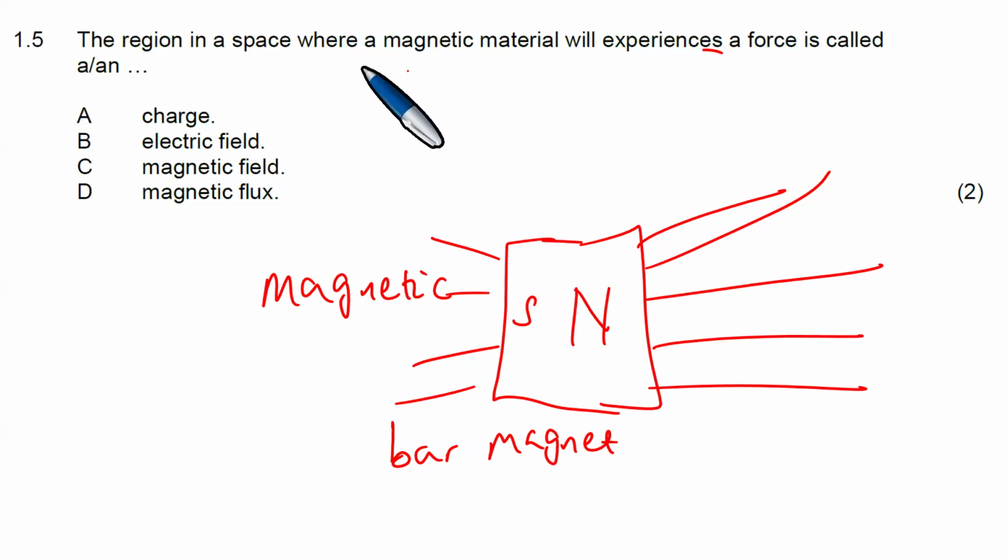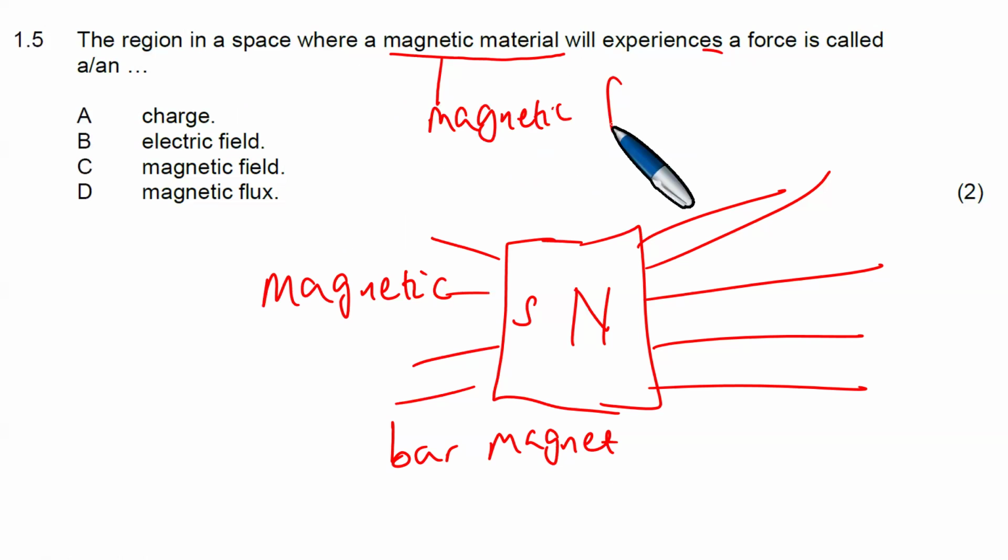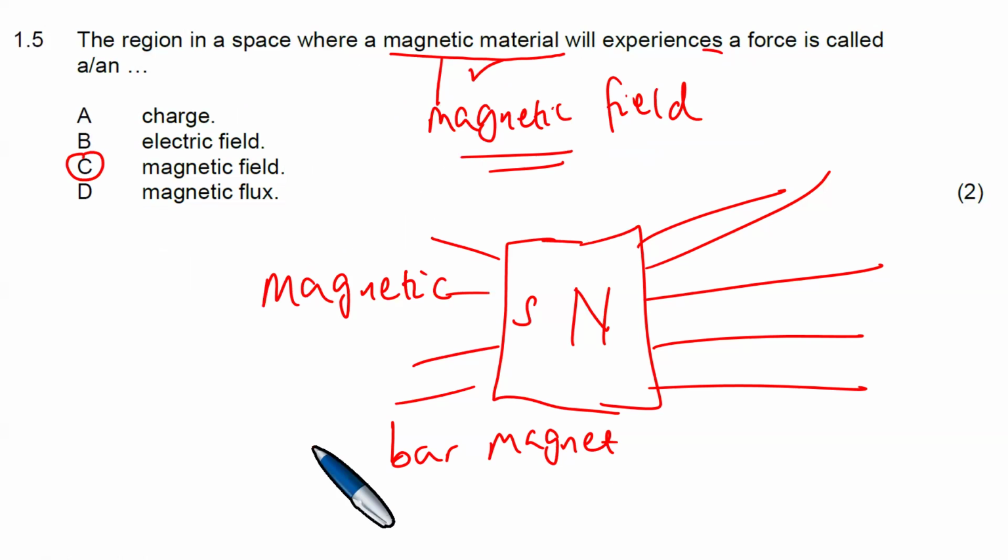So the region in space where a magnetic material experiences a force is a magnetic field. So this experiences a force in a what? In a magnetic field. And therefore the correct answer is this, because you're dealing with a magnetic material. It experiences a force because it is a magnetic material, in a magnetic what? In a magnetic field. Altogether. Yeah. Next point.